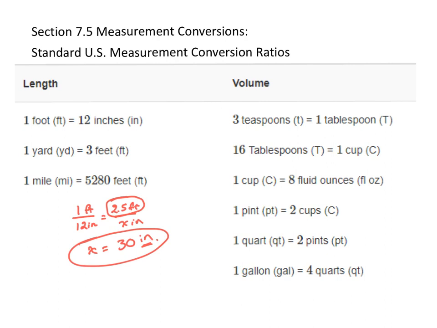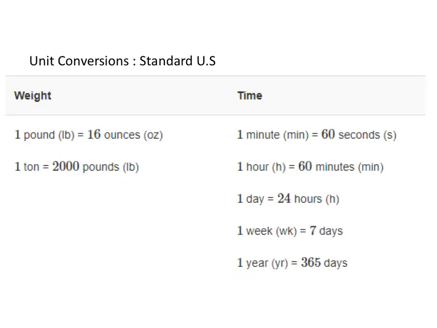Okay? So here are some more unit conversions with weight and time. So there's like 4 different things. You have length and volume and weight and time. And each one of those, we have different ways of measuring things. Okay? So we're going to use these.